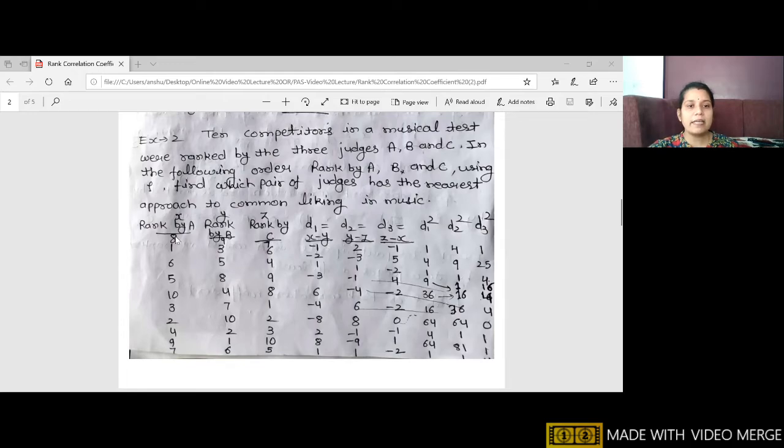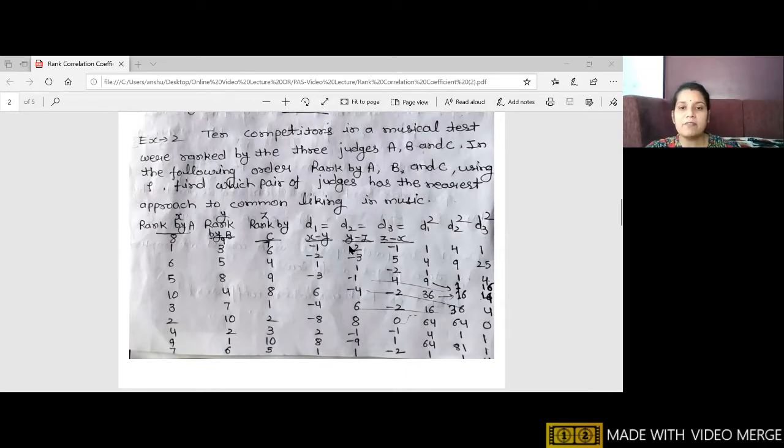That means 8 minus 9 is minus 1, 1 minus 3 is minus 2, 6 minus 5 is 1, 5 minus 8 is minus 3, 10 minus 4 is 6, 3 minus 7 is minus 4, 2 minus 10 is minus 8, 4 minus 2 is 2, 9 minus 1 is 8, and 7 minus 6 is equal to 1.